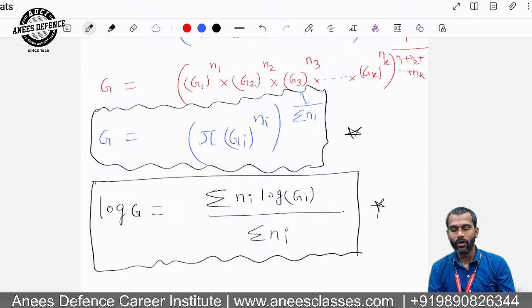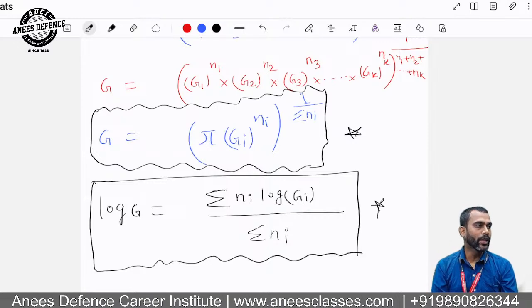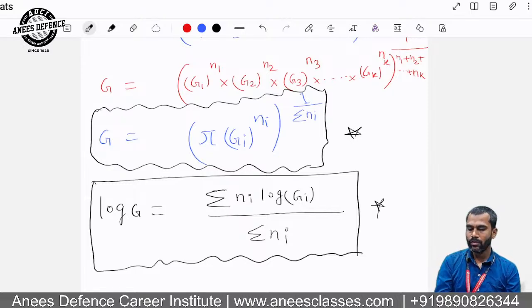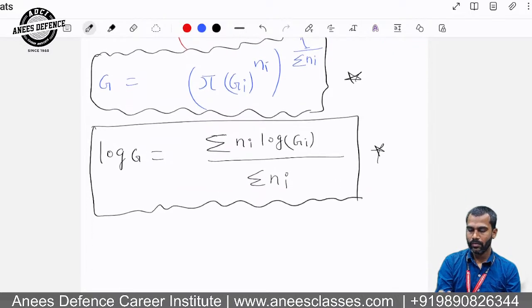Similarly, we can derive the combined harmonic mean. Combined arithmetic mean we have already covered, and combined geometric mean we have just seen. Shall we take one example on this?